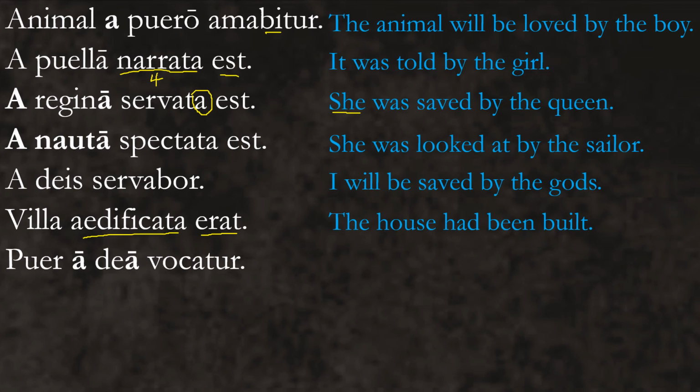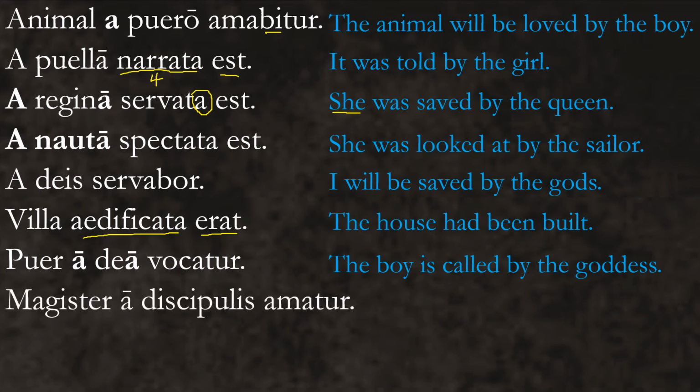Puer a dea vocatur. I think you can do this one. The boy is called, or is being called, by the goddess. And finally, magister a discipulis amatur. The teacher is loved by the students. Thanks, guys.